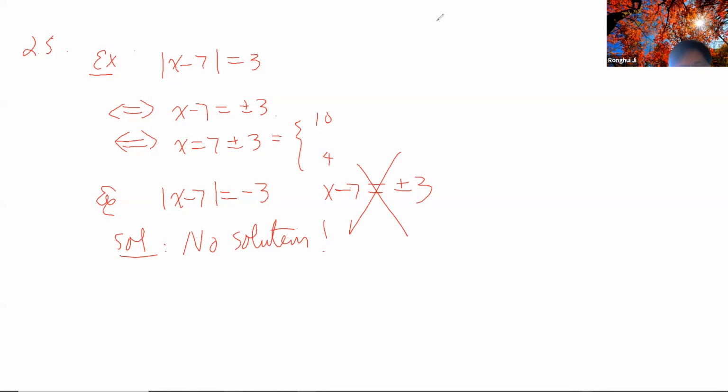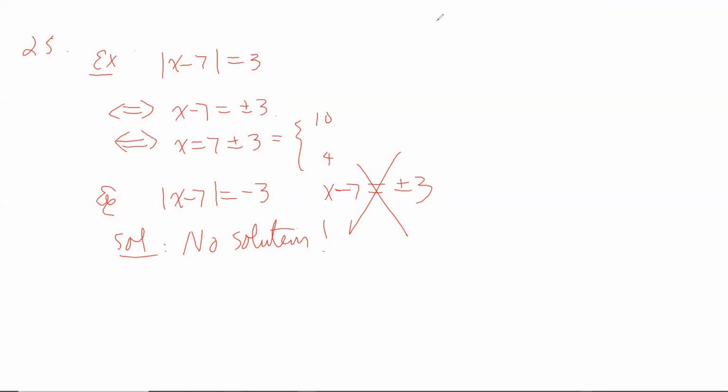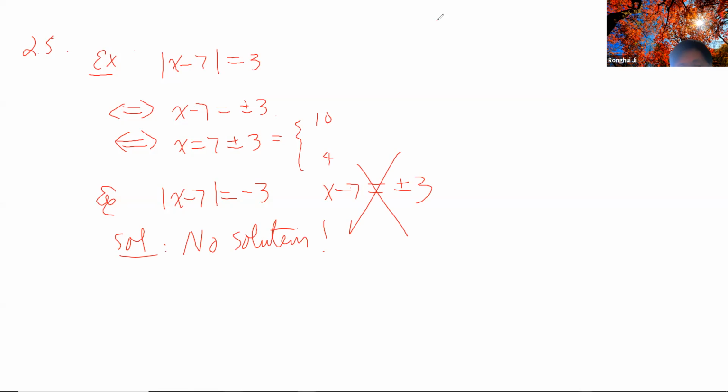Why is there no solution? Well, because absolute value is always what? Greater than or equal to 0. Since the absolute value of x minus 7 is always greater than or equal to 0, it's never going to be negative 3. All right, that's important.